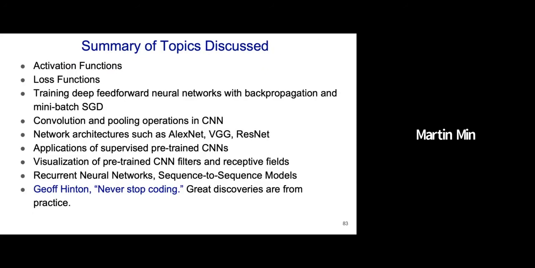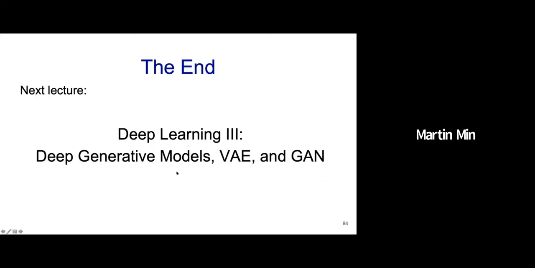It's the same thing as training a recurrent neural network as a feed-forward neural network. So in summary, we talked about the activation functions, loss functions, training convolutional neural networks, backpropagation, and mini-batch stochastic gradient descent. We focused on the convolution operation and pooling, and gave some examples of AlexNet, VGG, and ResNet. Then we briefly talked about the applications of CNNs and recurrent neural networks. Okay, thank you. Next lecture, we will talk about deep generative models.